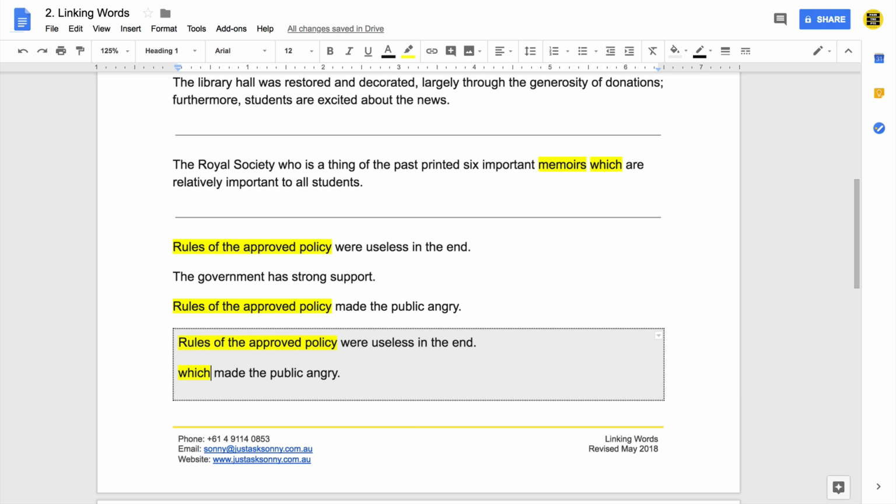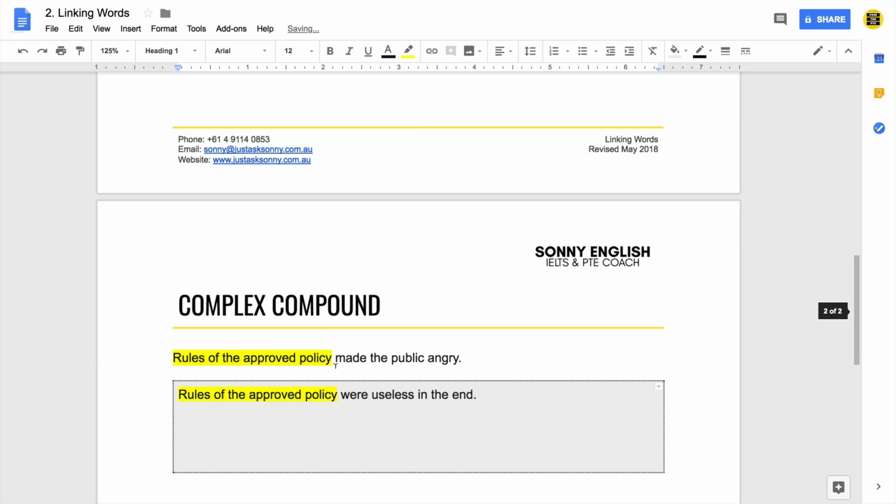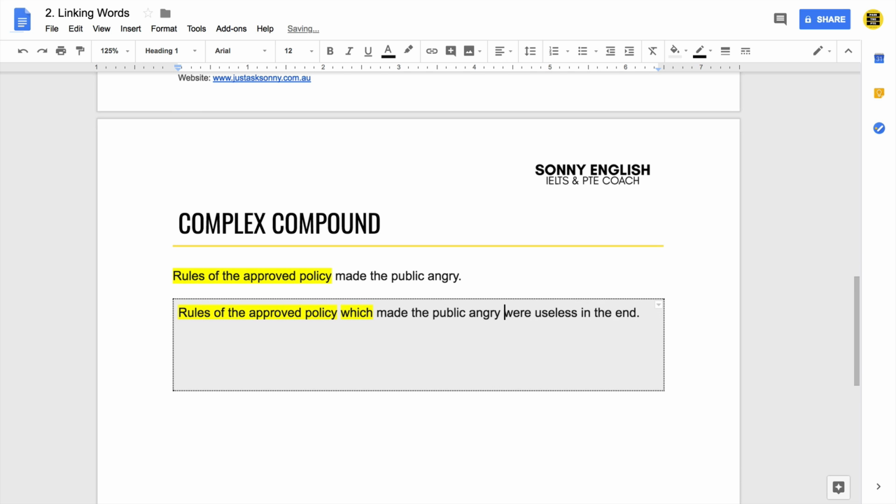Okay, and then what do we do with this sentence? Let's just remove the full stop for now. Remember, we have to take which in the entire sentence and place it after what we want which to be. So what do we want which to be? Which is supposed to be rules of the approved policy. And there is your sentence there. So rules of the approved policy, which made the public angry, were useless in the end. That is a complex sentence.